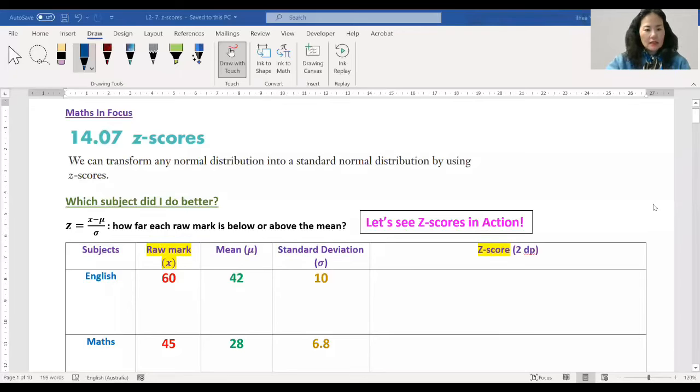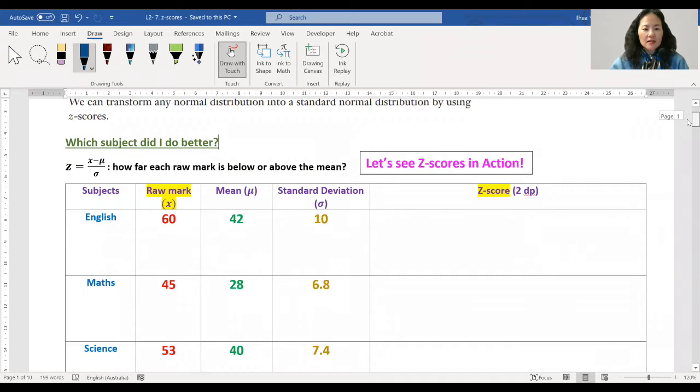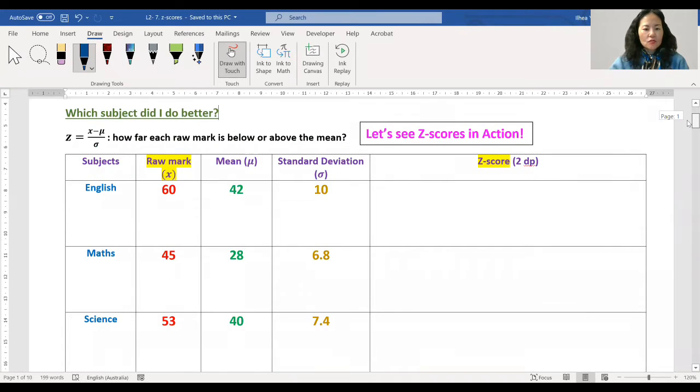Today's lesson is z-scores. We can transform any normal distribution into a standard normal distribution by using z-scores. What that really means, I just want to show you how useful and how wonderful z-scores can be.